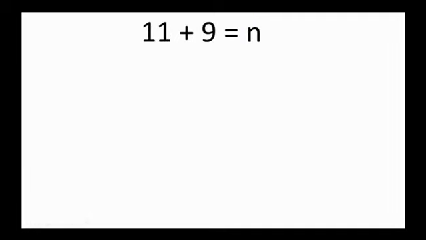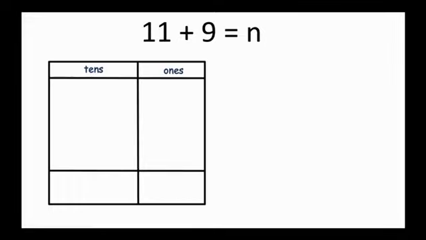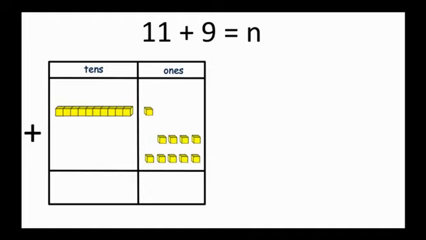Next, let's have 11 plus 9. So we will use the place value chart and the blocks. 11 blocks plus 9 blocks. Let's add the ones first. 1 plus 9 equals 10. But we cannot write 10 in the ones place. Let's look at the blocks in the ones. Can we make a group of 10?